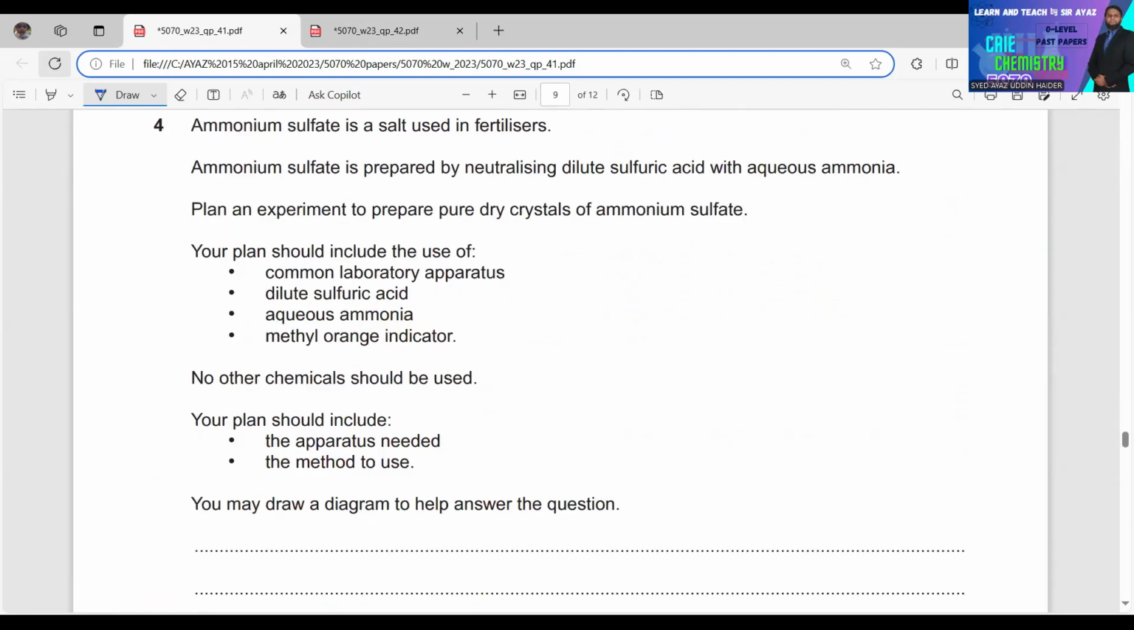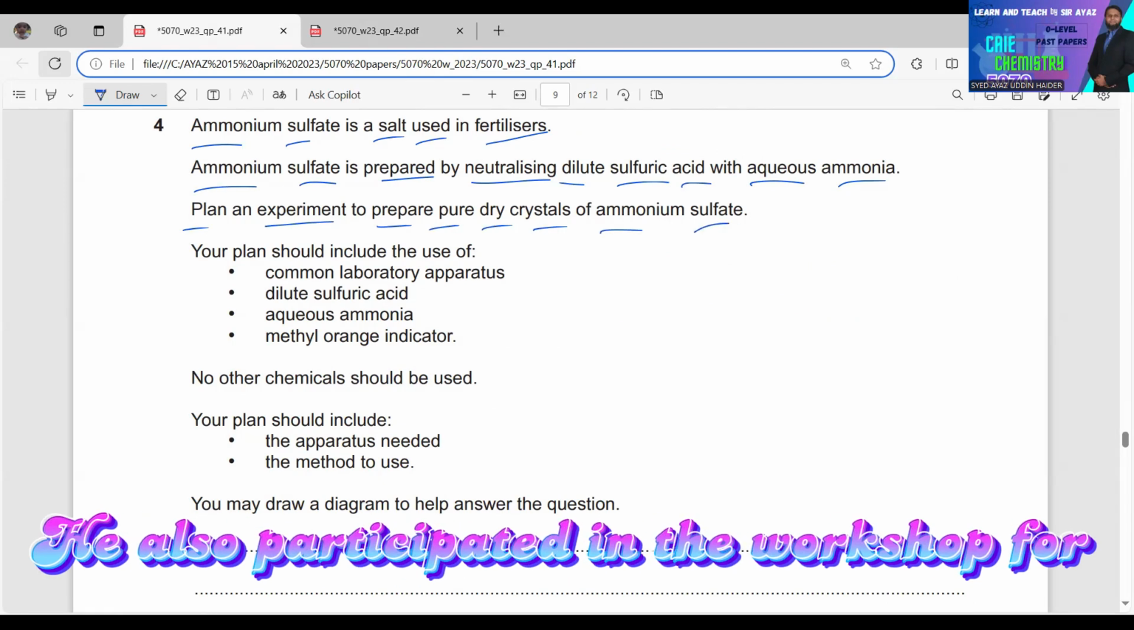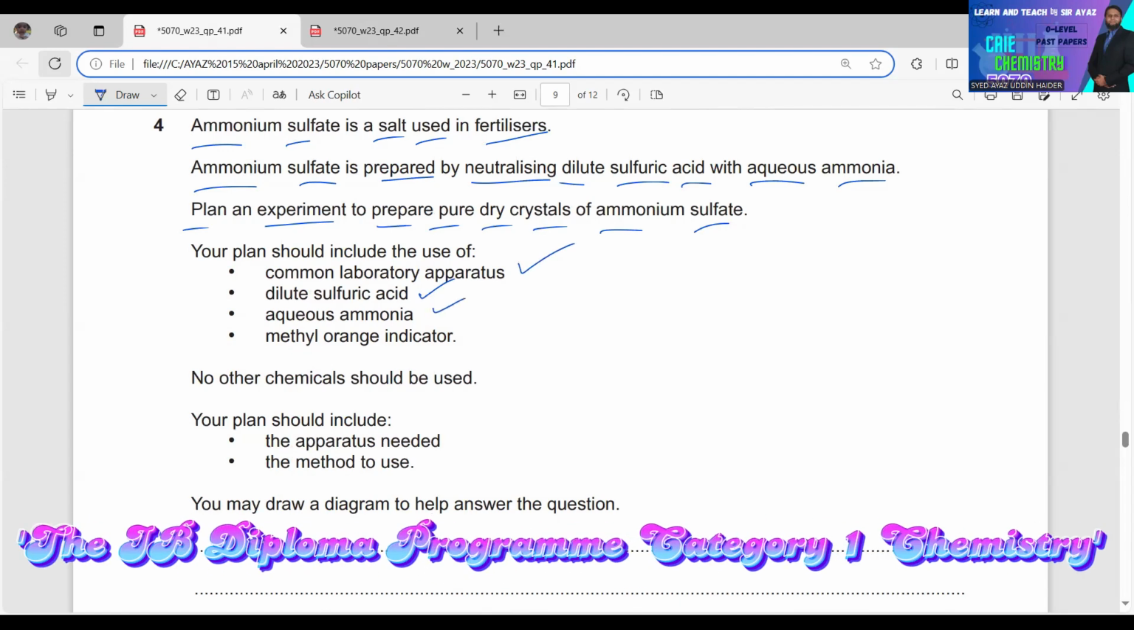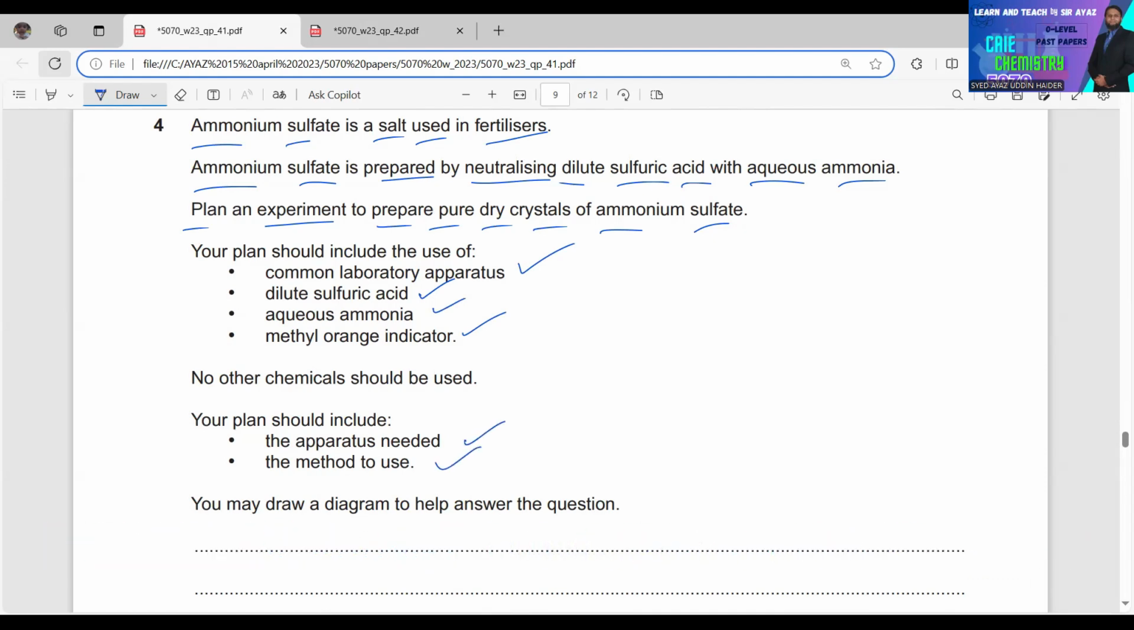Number four, ammonium sulfate is a salt used in fertilizers. Ammonium sulfate is prepared by neutralizing dilute sulfuric acid with aqueous ammonia. Plan an experiment to prepare pure dry crystals of ammonium sulfate. Your plan should include the use of common laboratory apparatus, dilute sulfuric acid, aqueous ammonia, methyl orange indicator. No other chemicals should be used. Your plan should include the apparatus needed and the method to use. You may draw a diagram to help answer the question.